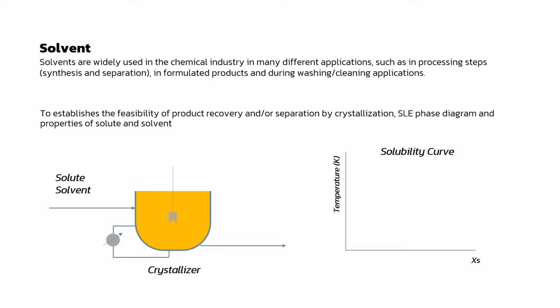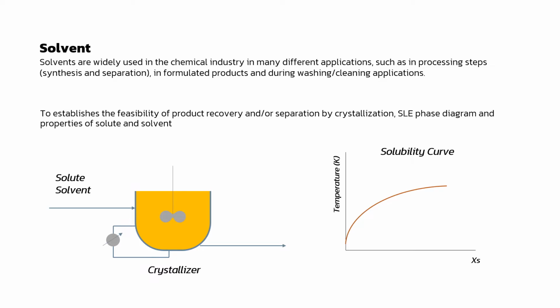Solvents are widely used in chemical industry in many different applications, such as in synthesis, separations, washing, and cleaning steps. Properties of solute and solvents are the keys for establishing the feasibility of product recovery and separation by crystallization. For each process, all possible solvents need to be evaluated so that the optimal one can be identified and selected for the final verification by experiment, thereby saving resources and time by focusing only on promising solvents.